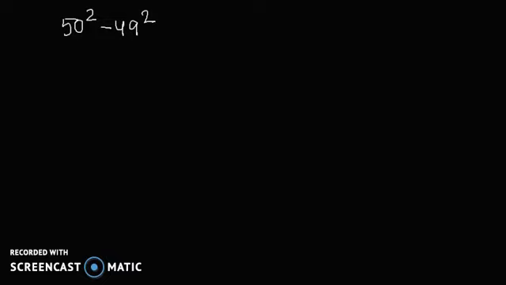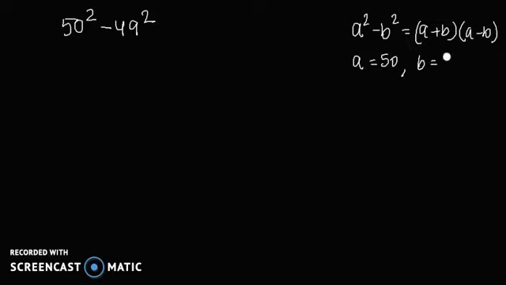As you can see here, I have noted the question, and we will use the identity a square minus b square is equal to a plus b times a minus b. In this case, a is equal to 50 and b is equal to 49.